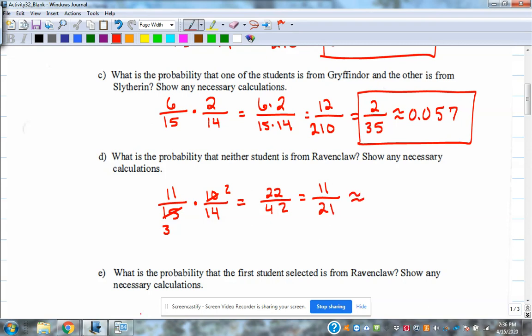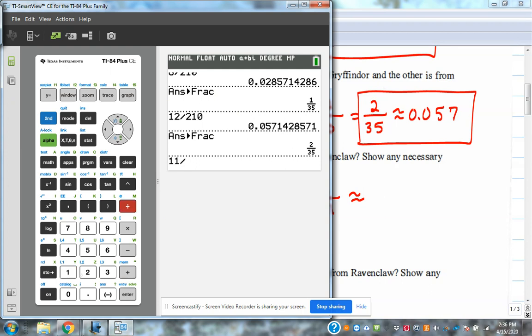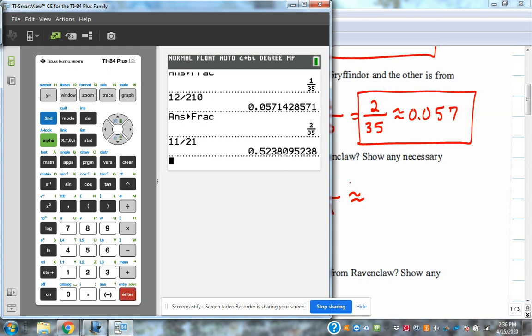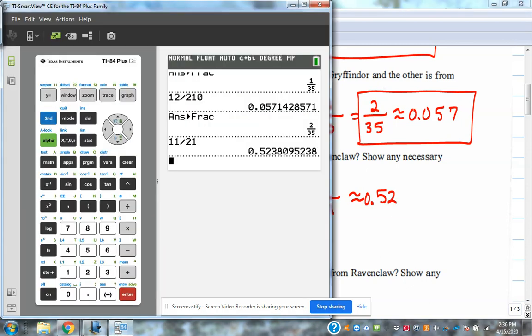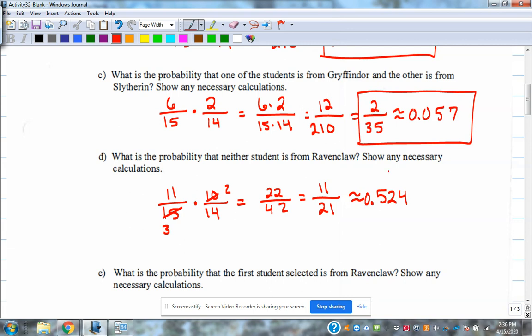Get the decimal approximation for that. 55 to 4. 3 decimal places out of that. So these are the people that are not in Ravenclaw. That's who we're choosing. 11 of the wizards or witches are not in Ravenclaw. You choose one of those, then there are only 10 that are not.